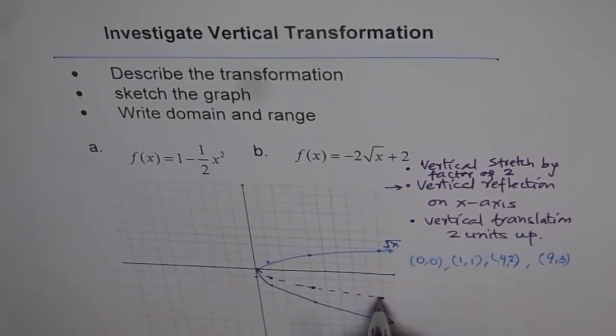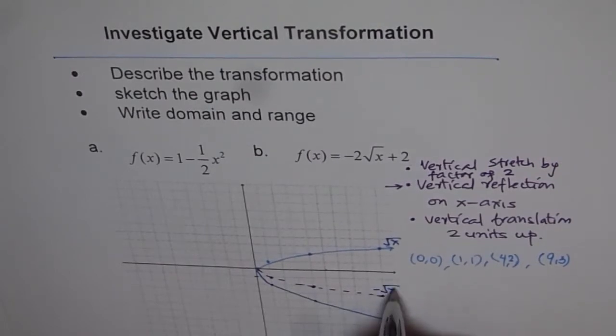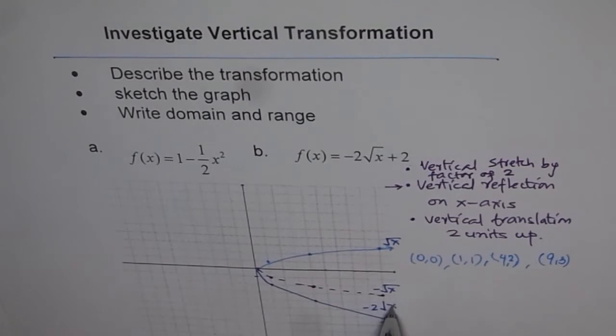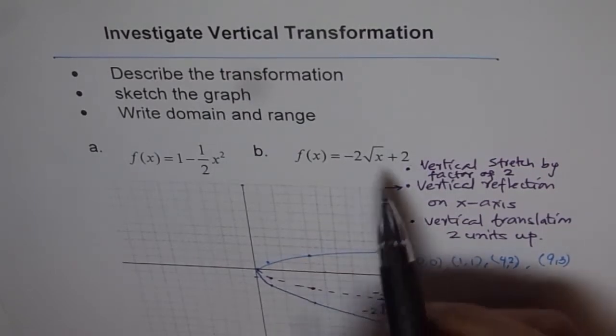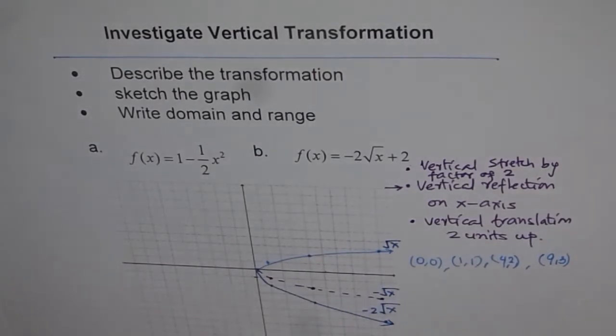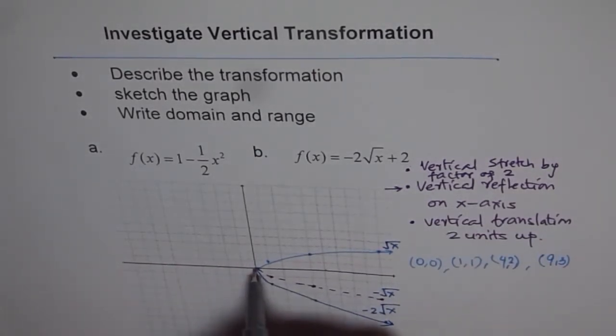Then we reflect it, which is minus square root x. Then we multiply it by minus 2. So we have minus 2 square root x. And now the last step is to take them 2 steps up. So let's draw the last stage with another ink. So we'll take every point 2 steps up. So we're translating vertically by 2.